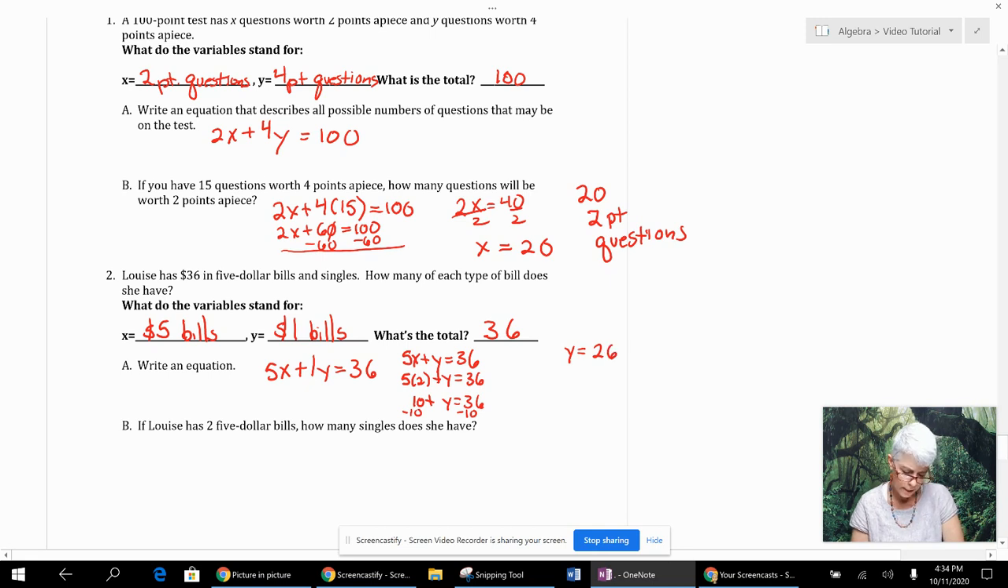So that's 26. How many singles? 26 $1 bills.